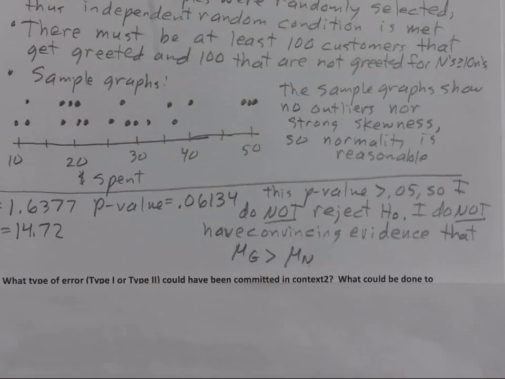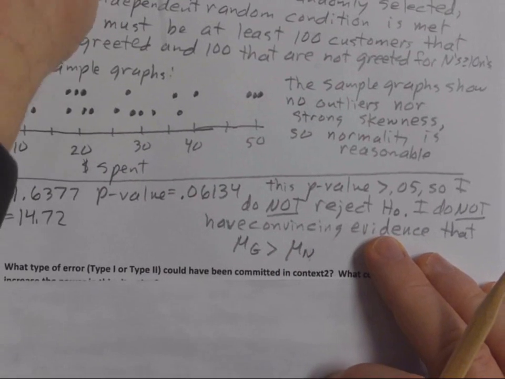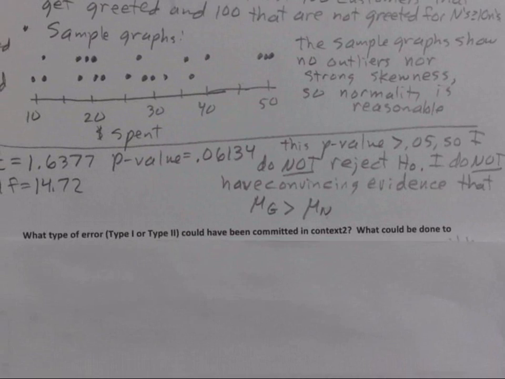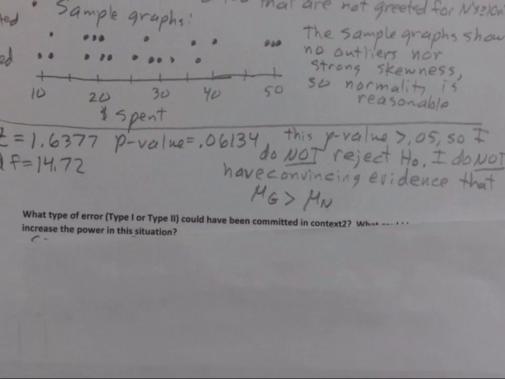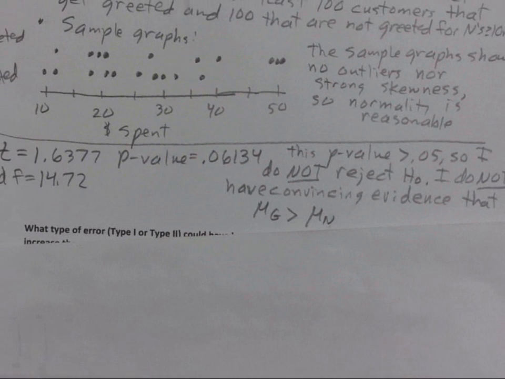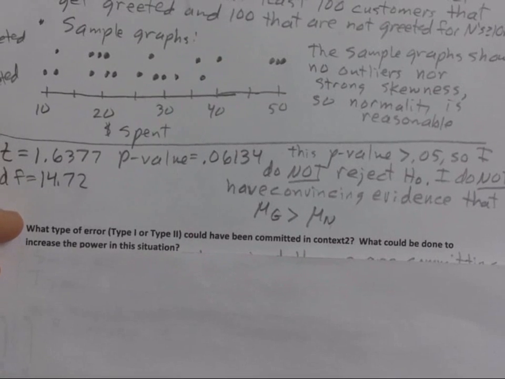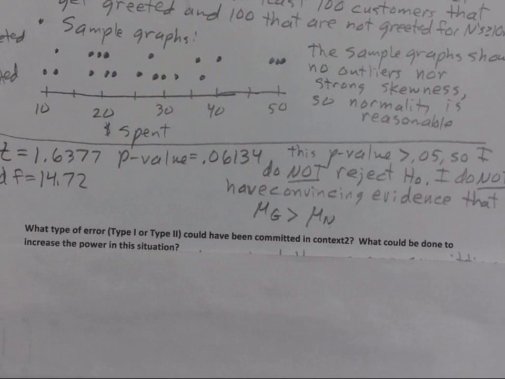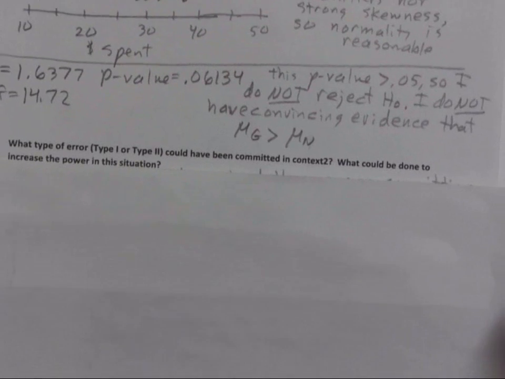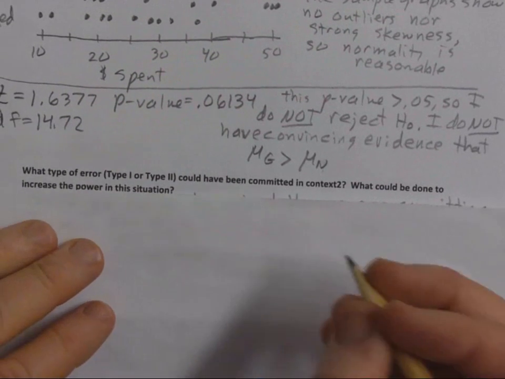Now here's another auxiliary question that is a frequent auxiliary question. Probably the most popular auxiliary question would be to make the connection between the interval and the p-value and the hypothesized value, just like what we did in example 1. But this one asked about type 1 or type 2 error. It says: what type of error could we have committed in context 2, and what could be done to increase the power? Whenever you're asked about type 1 or type 2 error, this is what I encourage you to do. Of course, I said this in the last video.